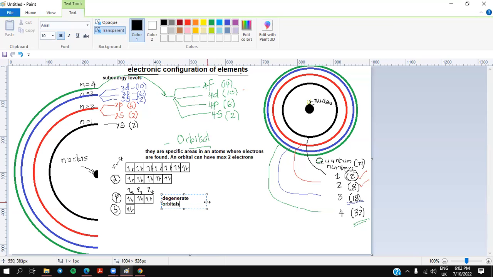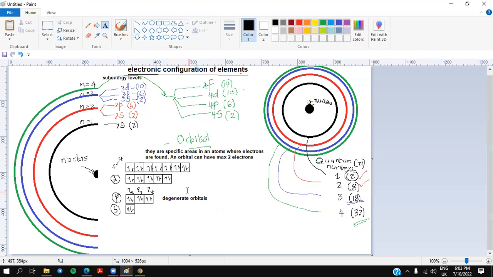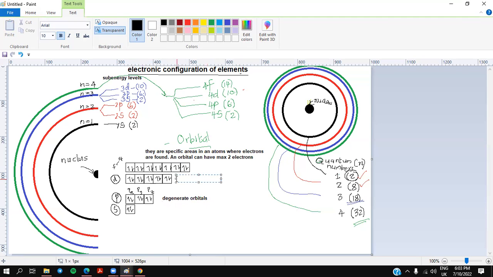Degenerate orbitals. So these 3 orbitals in the P subshell are degenerate orbitals. And here in this D sub-energy level, there are 5 orbitals. They are drawn in the same level. Why are they drawn in the same level? Because they are degenerate orbitals.